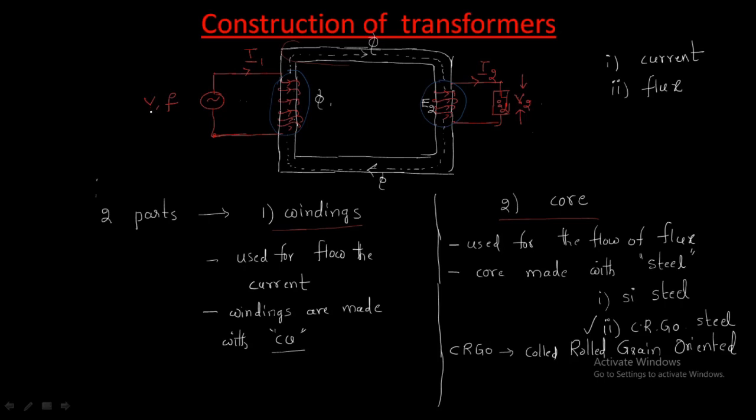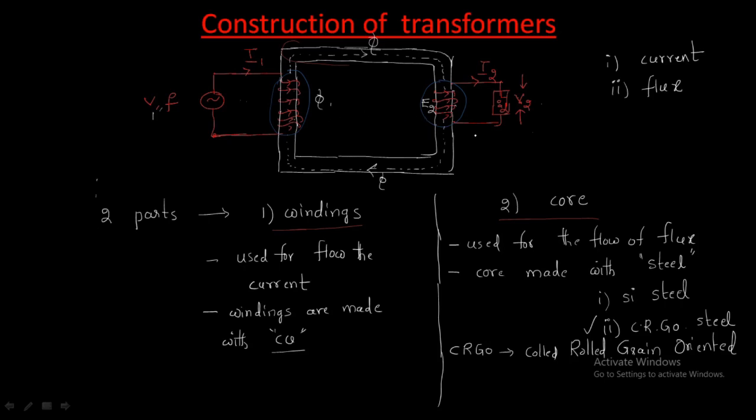But the magnitude of the voltage and current will be varied, V2 and I2, by constructing the number of turns. If the number of turns increases, there will be more voltage on the primary side. If N1 is more than N2, then it acts as a step down, and if it is less than this, it becomes a step up.